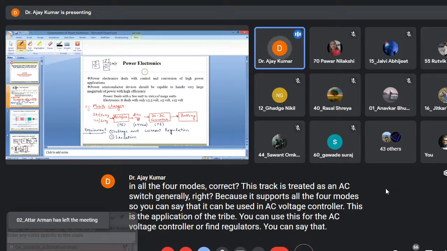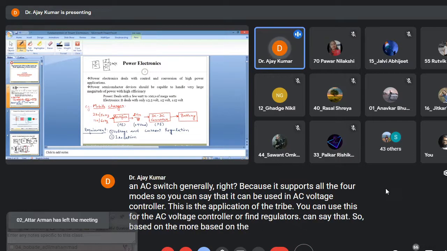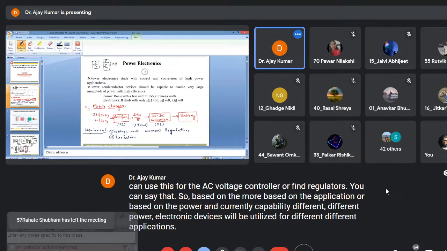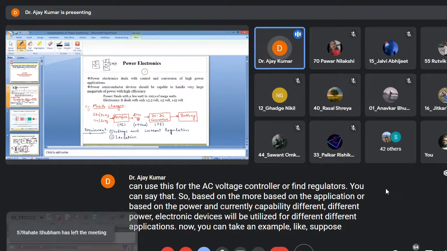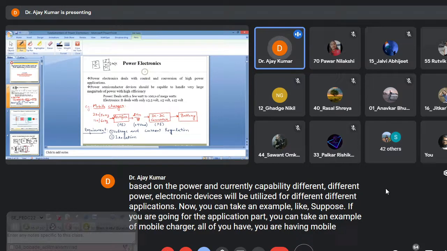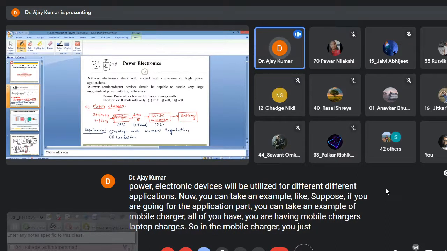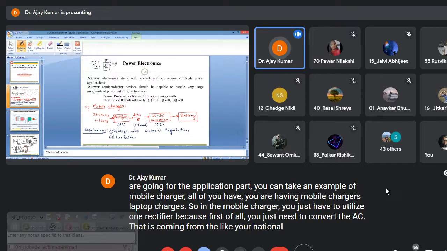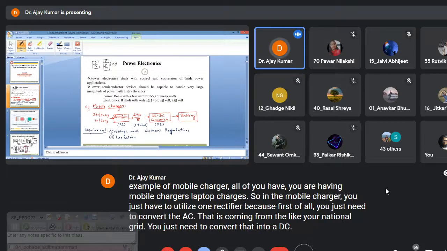So based on the mode, based on the application, or based on the power and current handling capability, different power electronic devices will be utilized for different applications. Now, for the application part, you can take an example of a mobile charger. All of you have mobile chargers, laptop chargers. In the mobile charger, you just have to utilize one rectifier, because first of all, you just need to convert the AC that is coming from your national grid into a DC. So AC to DC conversion will be taken care of by the rectifier only, right?